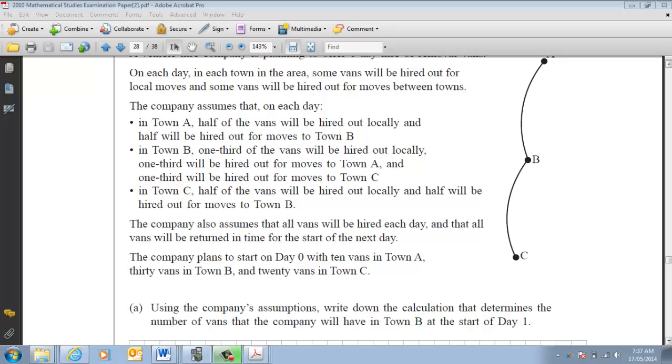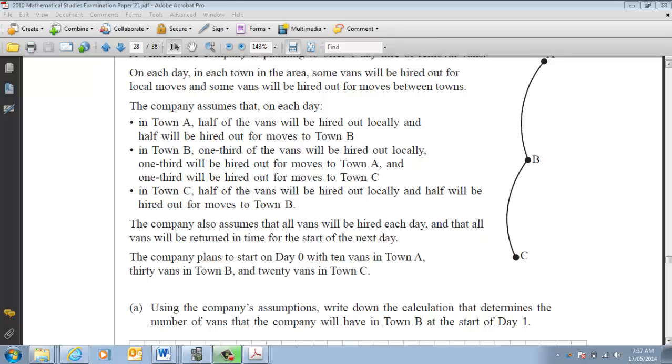Alright, so we've got three towns here. We know half the vans will be hired out locally and half of them will be hired out for moves to town B from town A. From town B, 1/3 of the vans will be hired out locally, 1/3 are hired out for moves to town A, and 1/3 for moves to town C. And then from town C, half the vans will be hired out locally and half will be hired out for moves to town B. The company assumes that all the vans will be hired out each day and that all vans will be returned in time for the start of the next day.